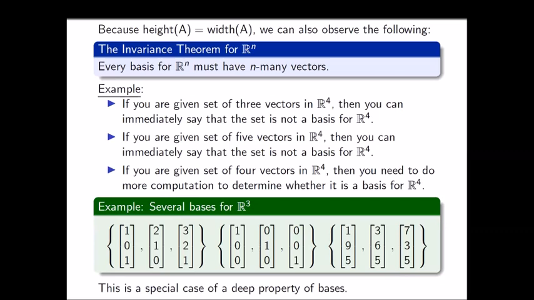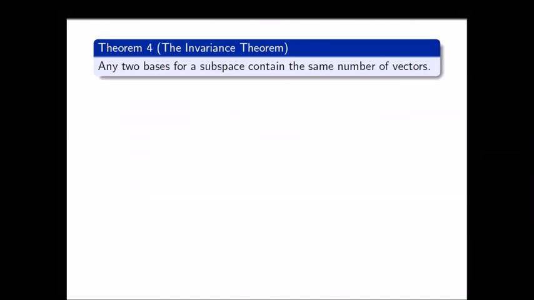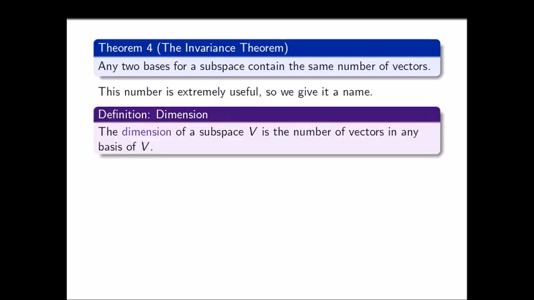Now this example is a special case of a deep property of bases for general subspaces, and that result is that any two bases for any subspace contain the exact same number of vectors, and we call it the invariance theorem. So this number, of course, is extremely useful because it's independent of the choice of the basis that you're creating. So we give it a special name and we call it the dimension. As I've said, the dimension of a subspace V is the number of vectors in any basis of V.